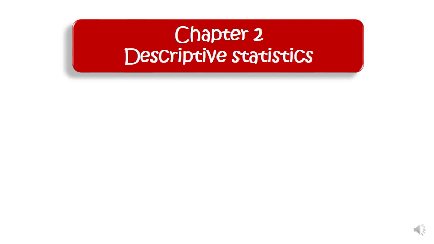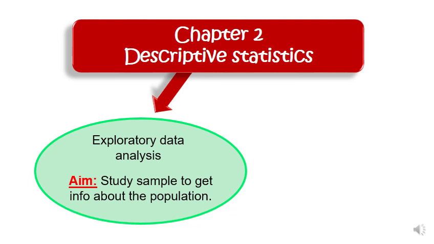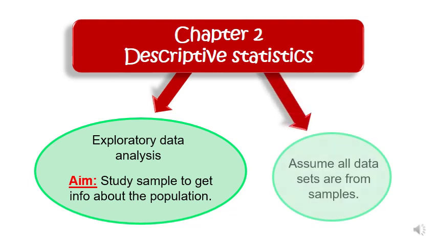Chapter 2, Descriptive Statistics. So this is exploratory data analysis. And the point is just studying our sample to get information about our population. In this chapter, we're going to assume all our data sets are from samples. Often a very good way to describe data is to see it. So we're going to start with graphs.